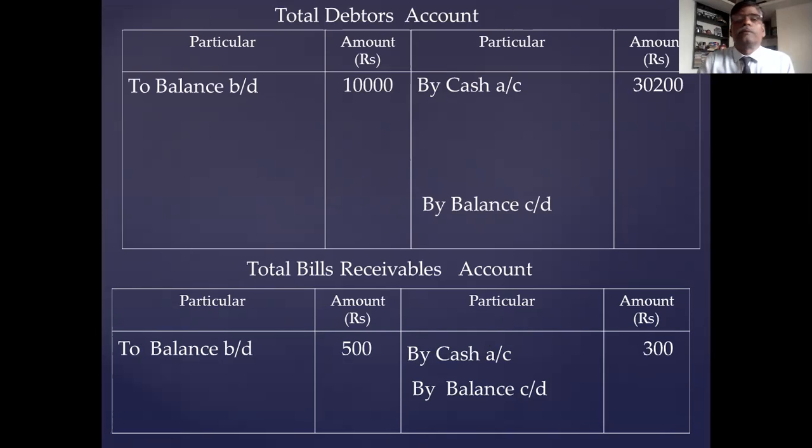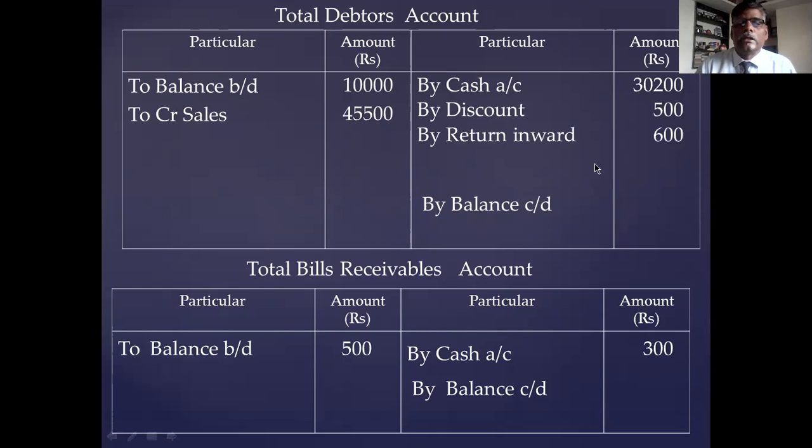Then come to the third part. In the third part, first is credit sale. I write it in the debtors account debit side. Credit sale is 45,500. Then after the credit sale, discount allowed is there. So in the debtors account, by discount 500. Next related with debtors is return inward. Return inward is sales return. Therefore, you take the sales return in the debtors account. So by return inward, 600.